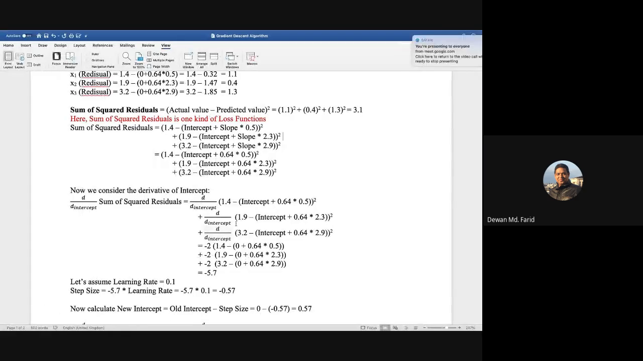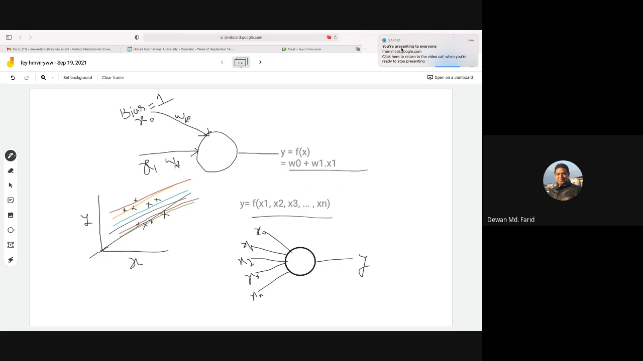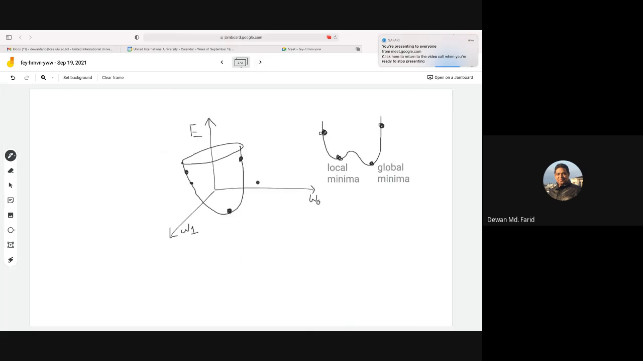Okay, so we can write this thing from. This is basically nothing, just our sum of squared residuals, right? Is it clear? Yes, sir. So what we have to do is find the best point, which gives the minimum error. That's why we are using gradient descent.